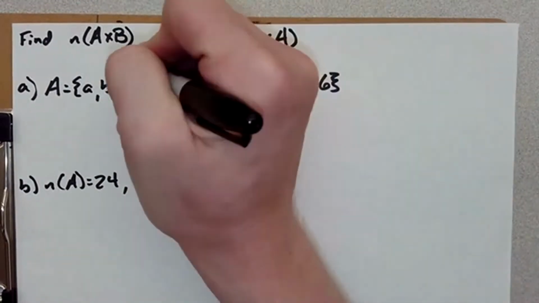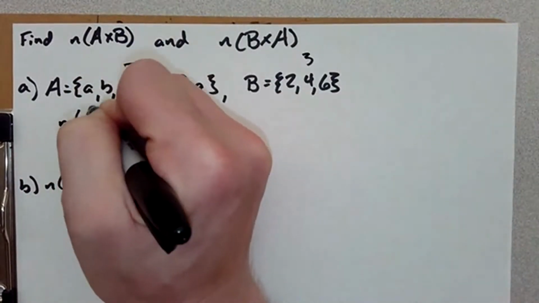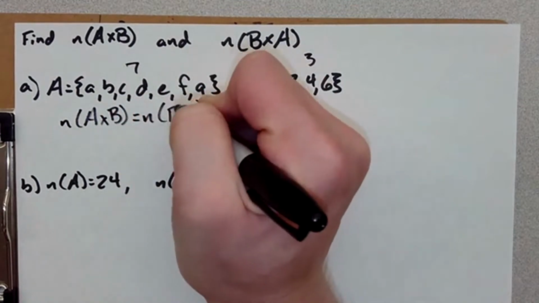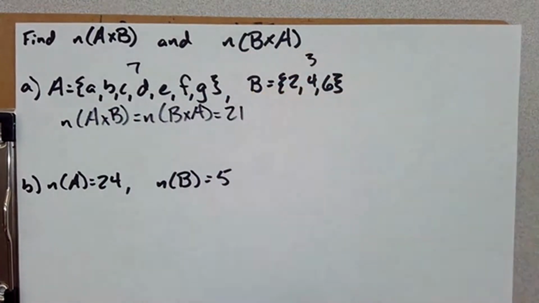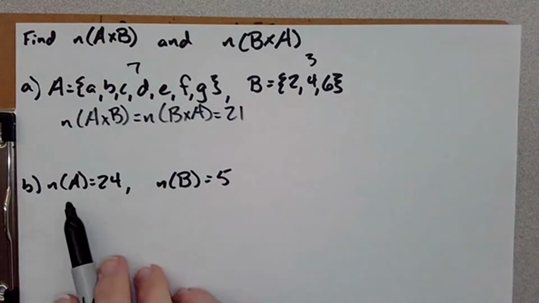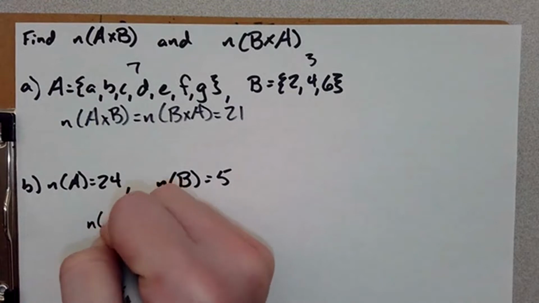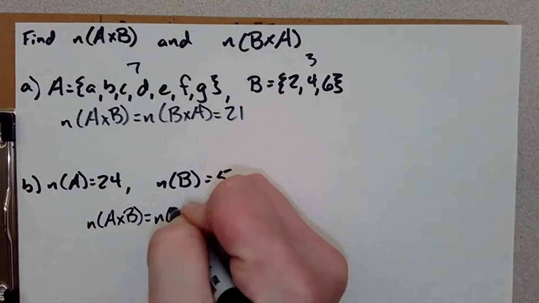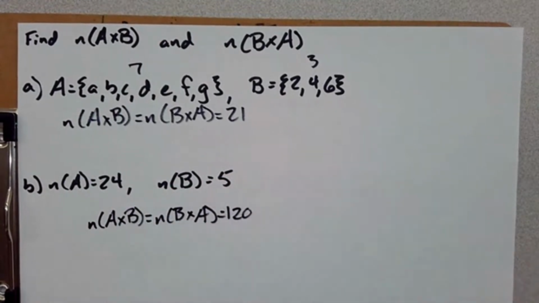Okay, so there are 7 elements in A and 3 in B, so the number of elements in A cross B is equal to the number of elements in B cross A is equal to 21. Here we're given the number of elements in A and B. The number of elements in A is 24. The number of elements in B is 5. So n of A cross B equals n of B cross A equals 120.